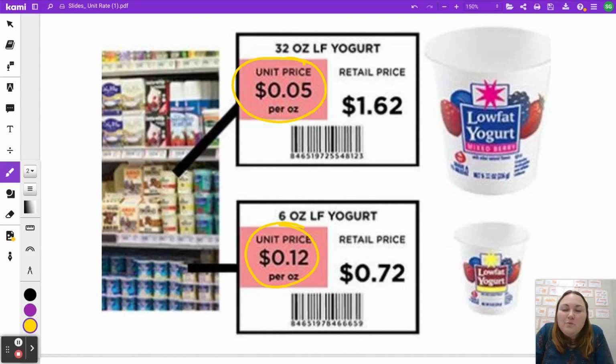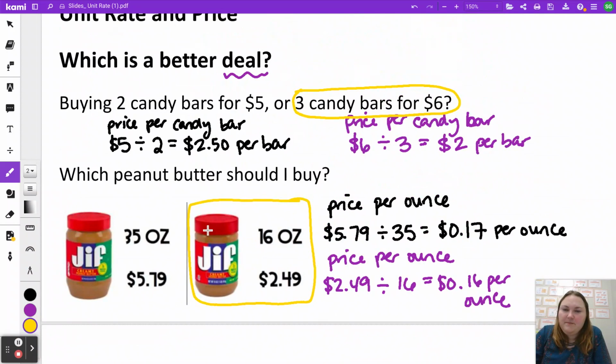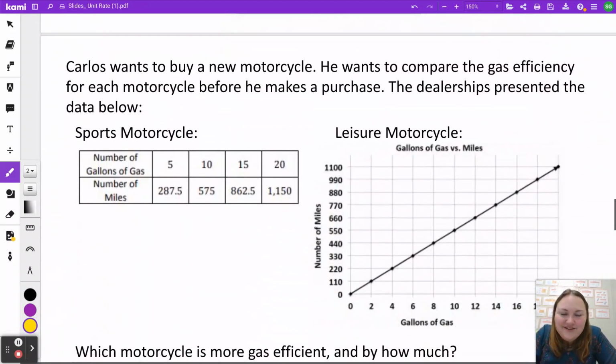Now, this is just one example of unit rate. One example of where you can see unit rate is with prices. So for example, this one about the yogurt, but also what we just did with the candy bars or peanut butter. But there are so many other places you can see unit rate. So the rest of this lesson is going to be other situations where we can calculate unit rate and why knowing the unit rate can be helpful for us. So moving us on to the next situation.